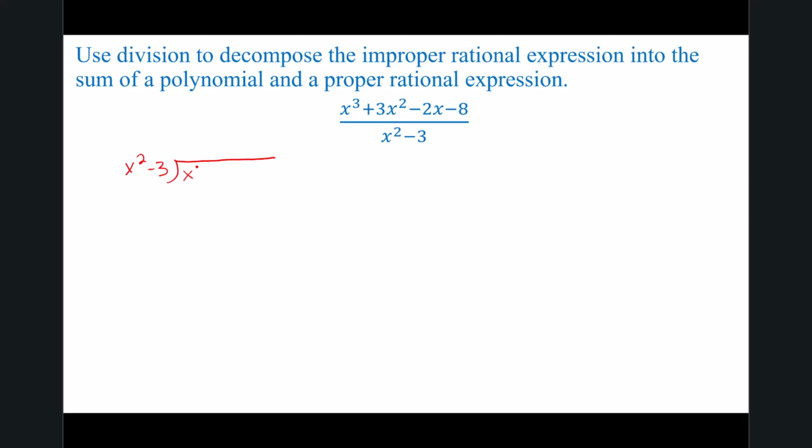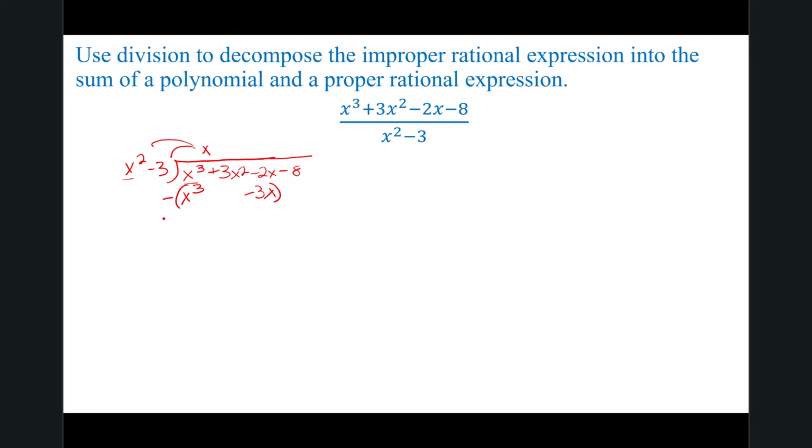So this would be x cubed plus 3x squared minus 2x minus 8. So I'm going to start with the x squared and this x cubed. So what times x squared is x cubed would be x. And then I multiply. X times x squared is x cubed. And x times negative 3 is negative 3x.